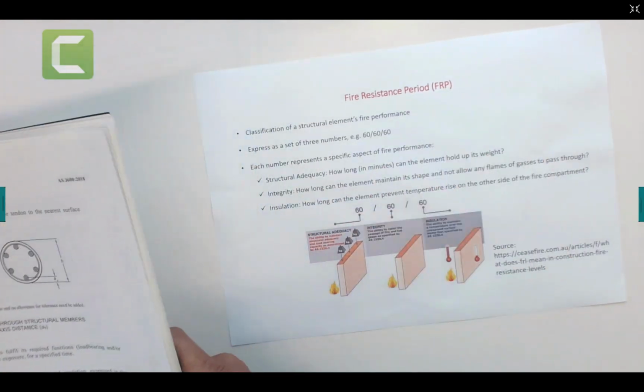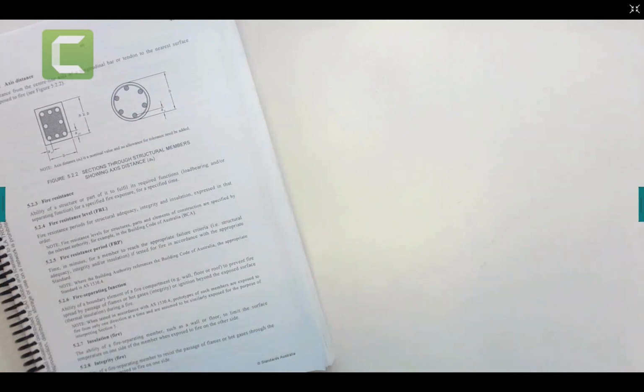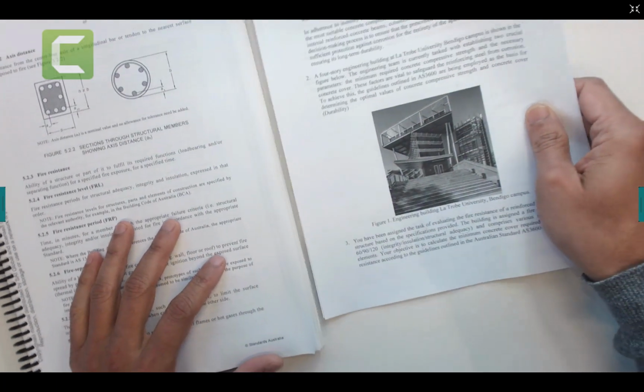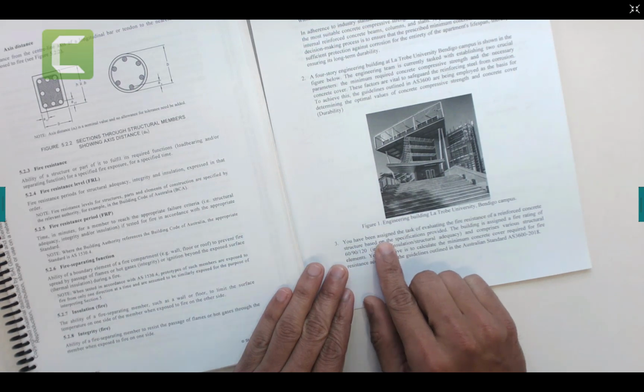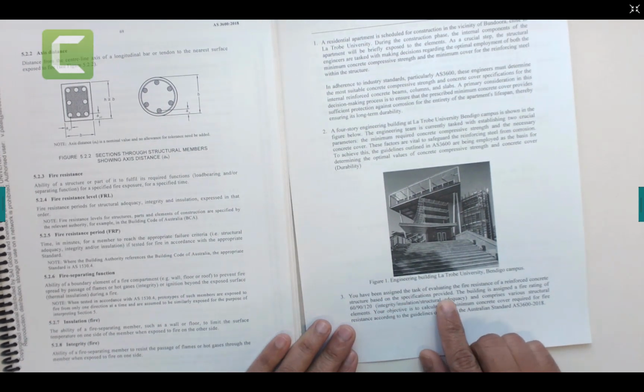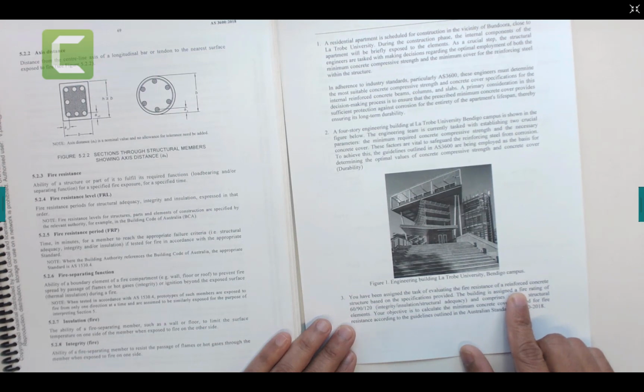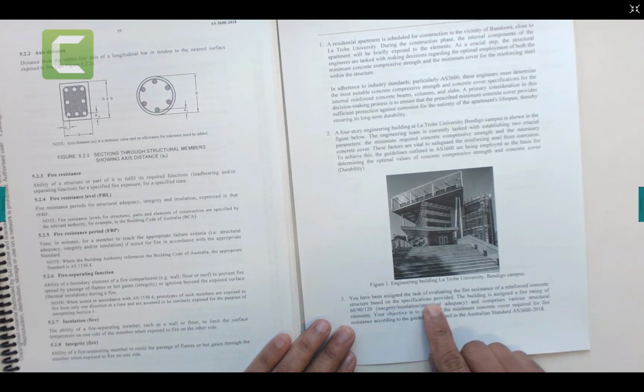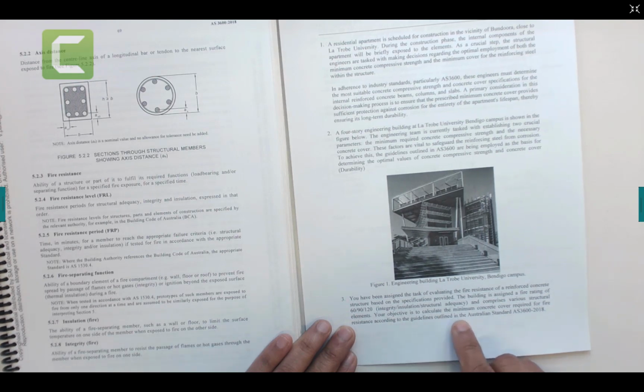Let's take an example that will make it more clear. Let's say I have one example prepared here. Now, you have been assigned the task of evaluating the fire resistance of reinforced concrete structures based on a specific period. The building is assigned a fire rating, so your surveyor will provide you these details, which is 60 minutes for integrity, 90 minutes for insulation, and 120 minutes for structural adequacy, and various structural elements. Your objective is to calculate the minimum concrete cover required for fire resistance according to the guidelines outlined in the Australian standard.